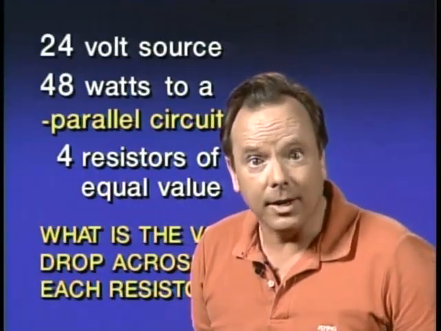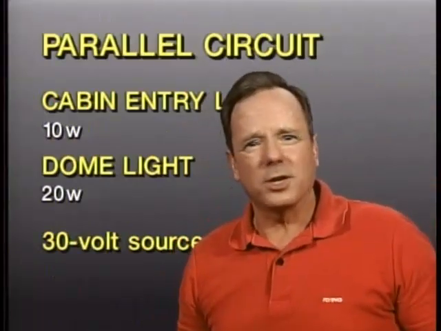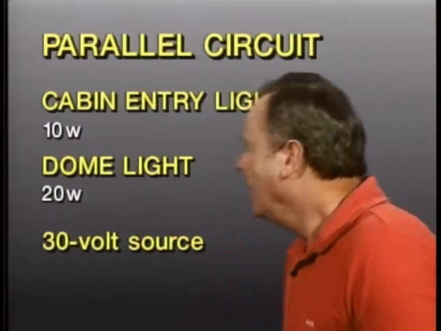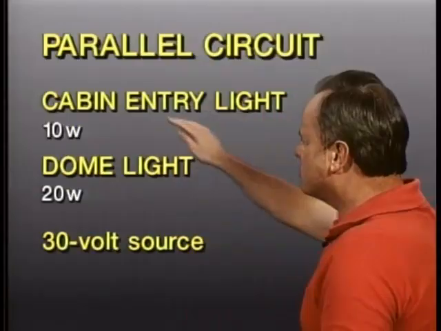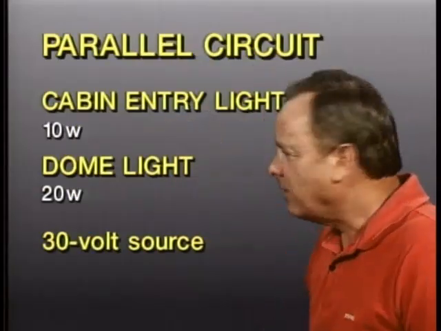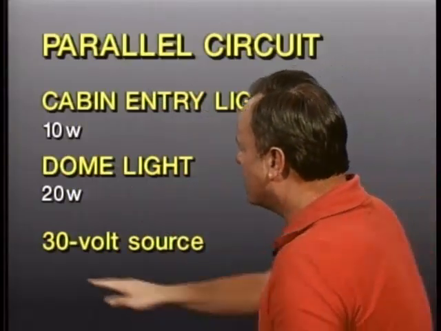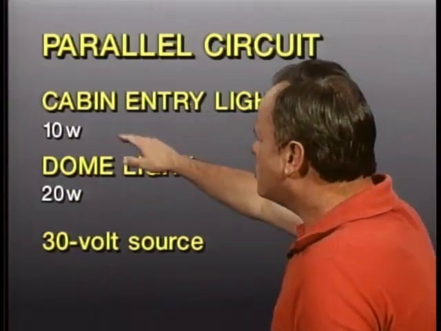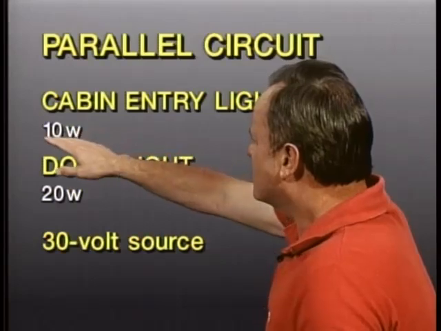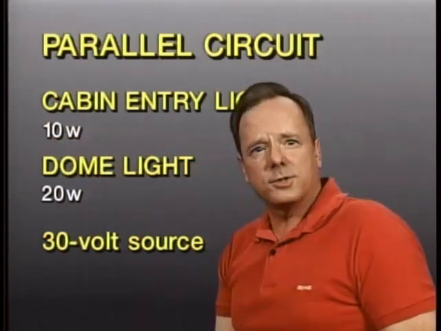Absolutely nothing. And here is yet another case of blowing smoke on the same subject. The FAA just loves to blow smoke. Here you have a parallel circuit. You have a cabin entry light that is 10 watts and a dome light that is 20 watts. And they are wired in parallel with each other across a 30-volt source. Now the question is, if you measure the voltage drop across the 10-watt bulb, what will that tell you about the voltage drop across the 20-watt bulb?